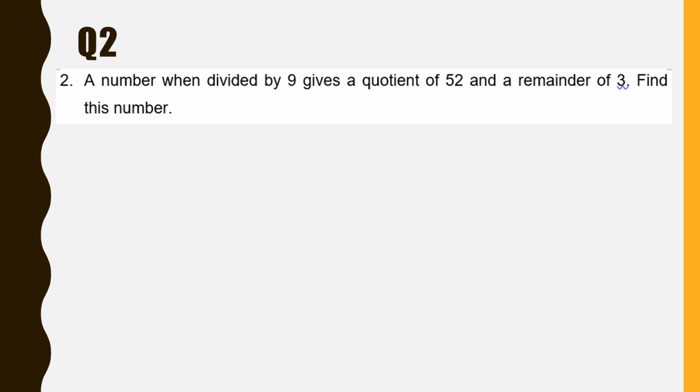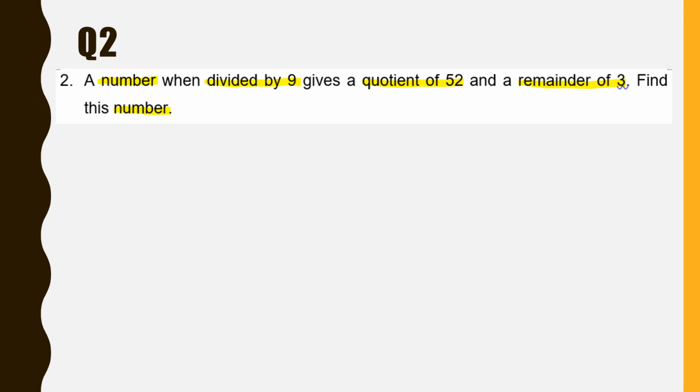Now, there is a number. This is a mystery. You really have to find out what this number is, and that's the whole point of the question. When this number is divided by 9, it gives a quotient of 52 and a remainder of 3. Find this number. Wow. Just one line and maybe two extra words, and there's so much to do, right? It seems very simple, just two short sentences, but actually there's a lot going on.